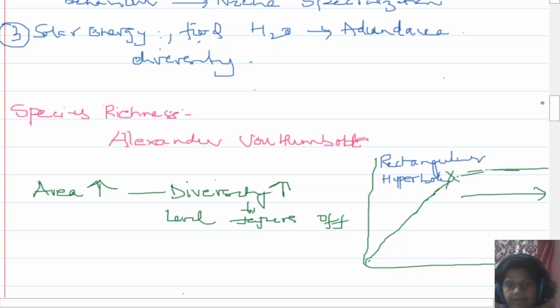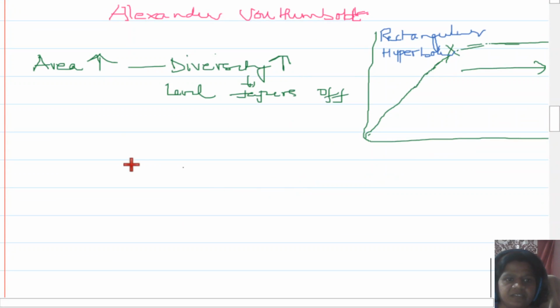Rectangular hyperbola. This is not a straight line, right? So we usually don't understand if it is not a straight line. But remember, according to Alexander von Humboldt, as you increase the area where you want to count or see the diversity of the species, the diversity goes up. That means the variety of the species found in that area usually goes up, but only up to a certain point, and then it plateaus off. That means it doesn't go up anymore. So this is called a rectangular hyperbola.